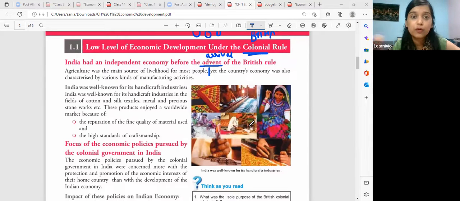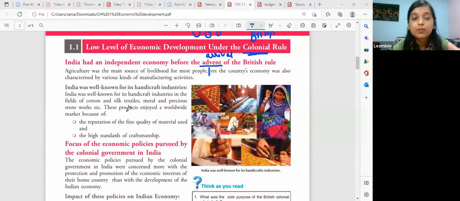Or you can say well known for the handicraft industries. So India was well known for its handicraft industries in the field of cotton and silk textile, metal and precious stone. So handicraft industries in which field? Cotton textile, silk textile, metal, precious stone. Precious stones are basically like the pearls and all that.